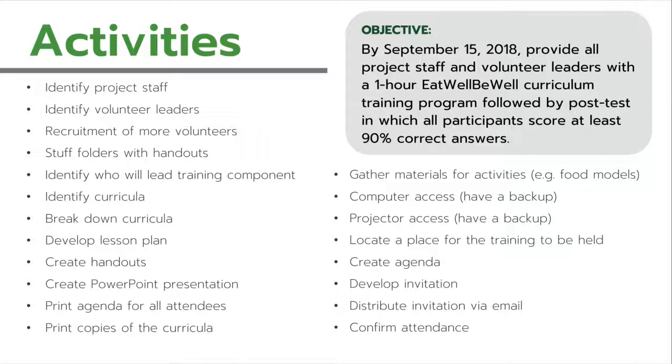So identifying project staff and the volunteer leaders that should participate in this is one component. You may find out in that process that you don't have enough volunteers, so you might need to recruit more volunteers and more volunteer leaders. Our event preparation team said, oh wait, one of the things that we need to make sure we do is that we stuff folders with the handouts so that that's all ready to go.